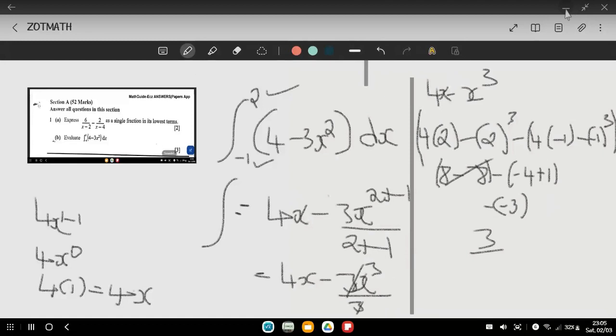What is the 4 open bracket 2 closed minus 2 minus open bracket 2 closed bracket to the power 3? Where there is minus open bracket 2 closed to the power 3, is it not 6? 6? How 6?